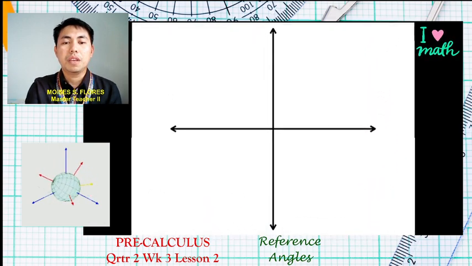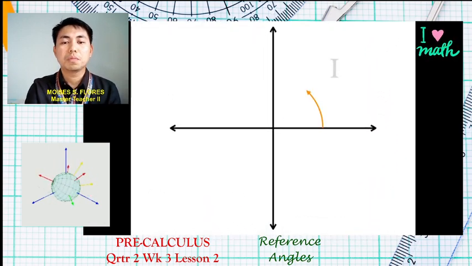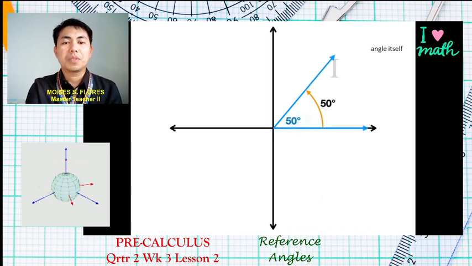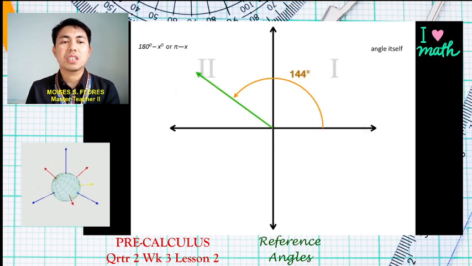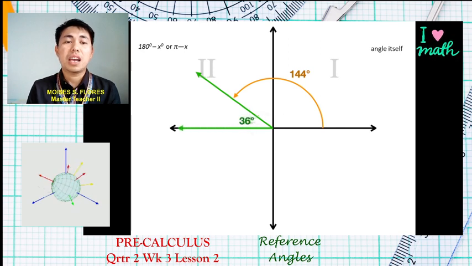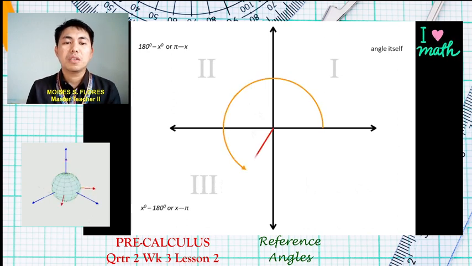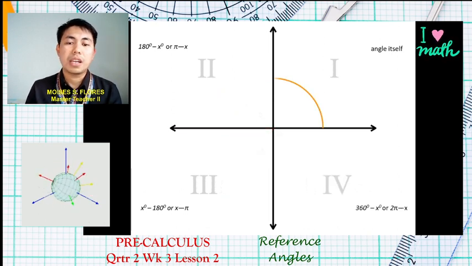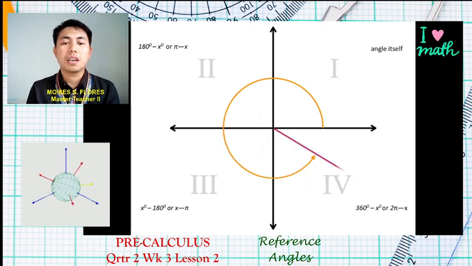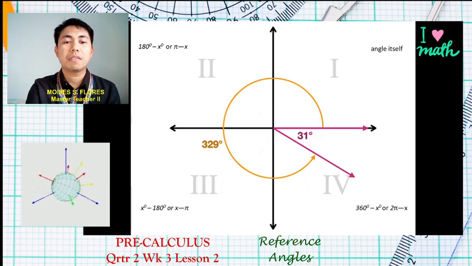We have here the given measurement in quadrant 1. To identify the measurement of the reference angle, it is the angle itself. In quadrant 2, the reference angle is 180 degrees minus the given angle measurement. In quadrant 3, the given measurement minus 180 degrees would be your reference angle. And on your quadrant 4, it is 360 degrees minus the given angle measurement. That is now your reference angle.